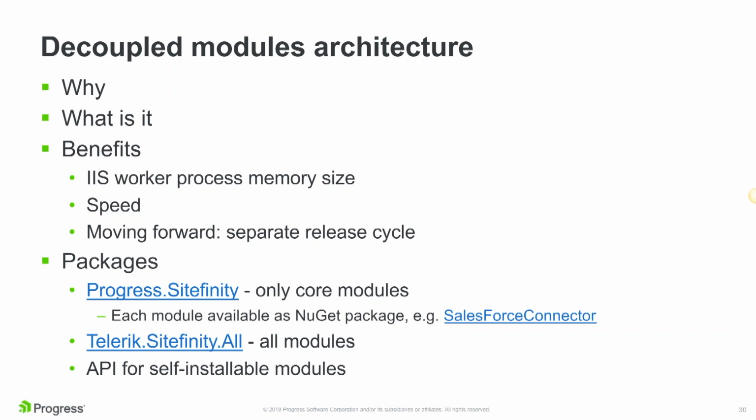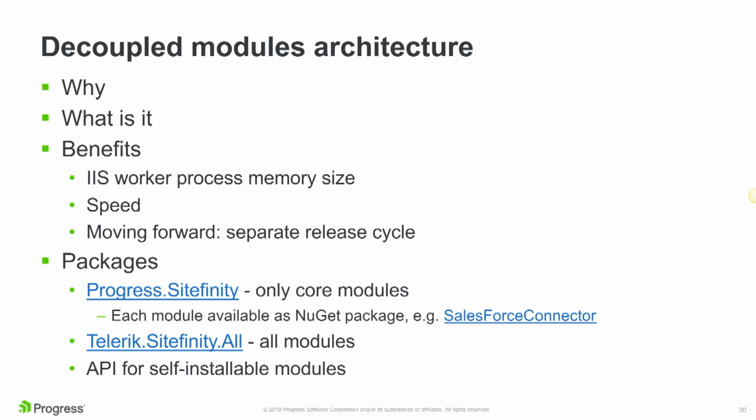What we're doing with version 12 is introducing an advanced mechanism for handling such scenarios by decoupling the system modules. This way, you can selectively install only the necessary modules and optimize your website startup time and application pool memory consumption. So in a nutshell, the benefits of this approach are that your IIS worker process memory size decreases because you're not loading all the modules' precompiled logic in the bin folder, but only the ones that you're using, which also results in faster website startup speed.